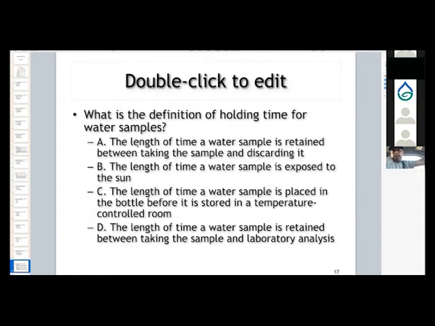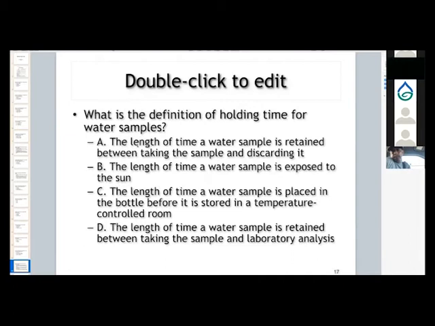What is the definition of holding time for water samples? So the answer here is D, the length of time a water sample is retained between taking the sample and laboratory analysis. The reason why hold time is important is because certain samples can only be held for a certain amount of time before the result is invalidated.